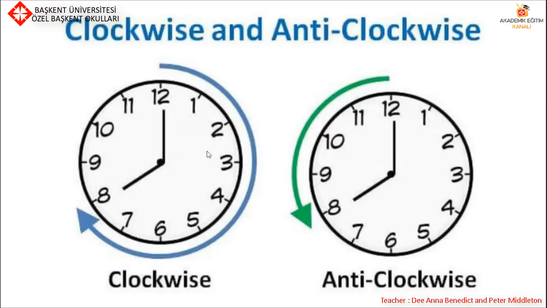But on the right, you have got a different clock and the arrow is green. The green arrow is going anti-clockwise. It's not going the way that a clock goes. It's going from 12, 11, 10. So it's the opposite of clockwise.